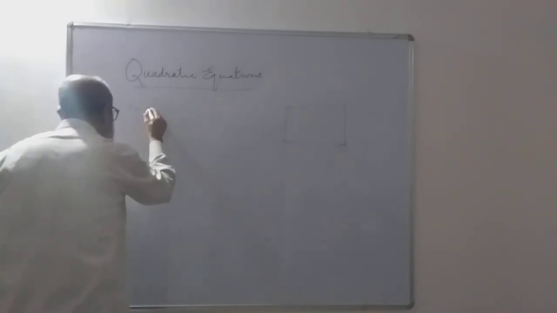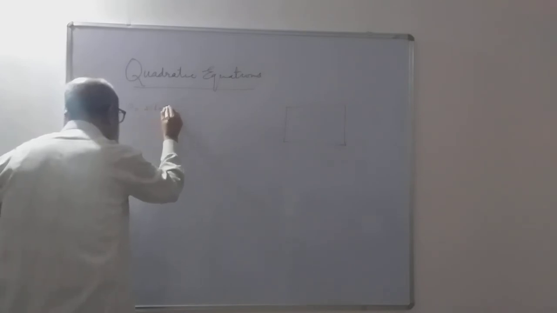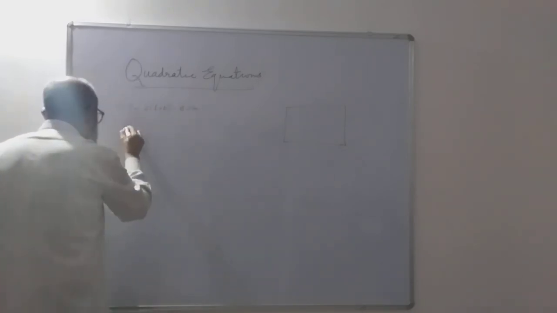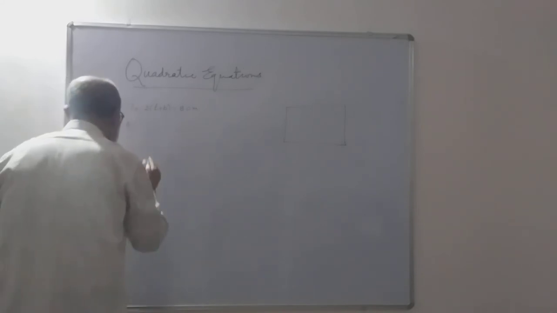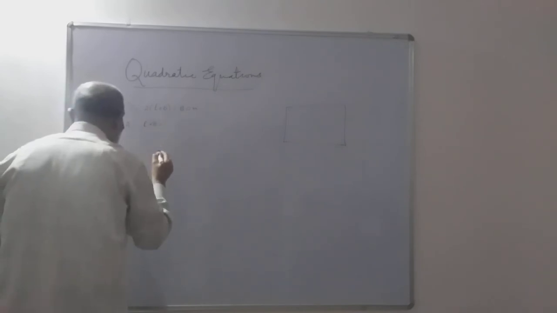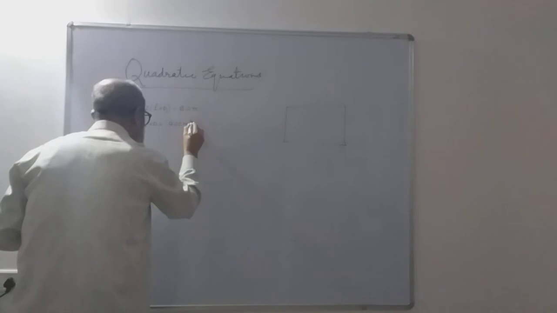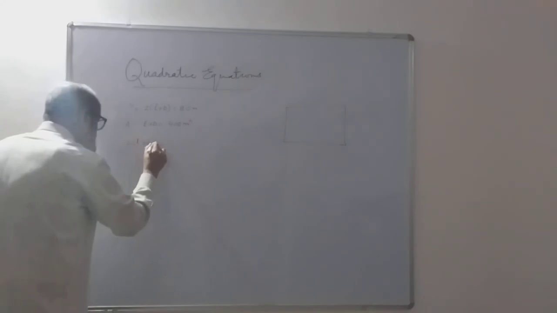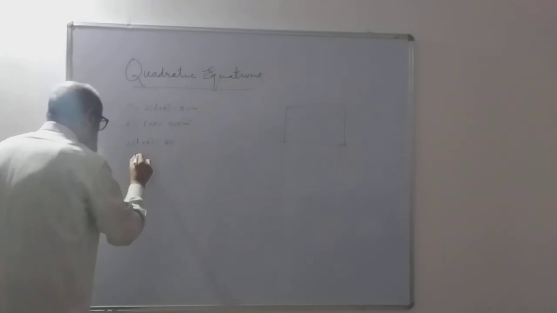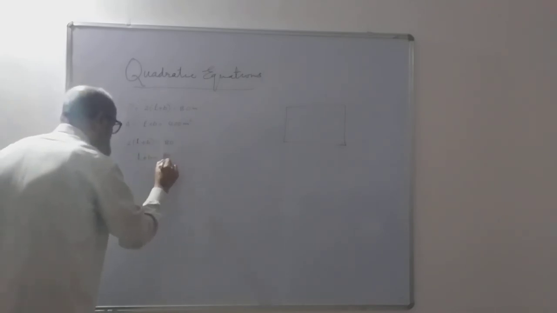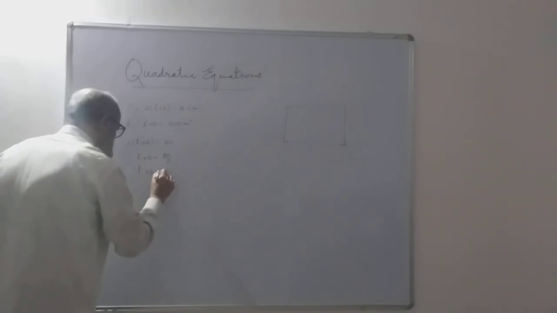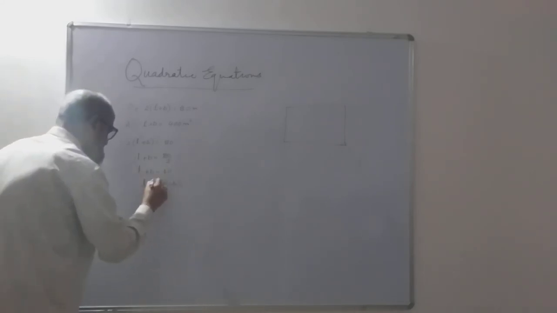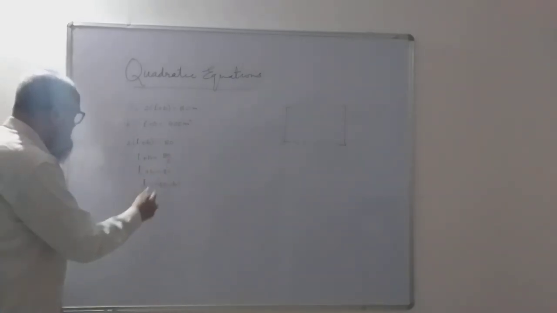perimeter of a rectangle you know is 2 into L plus B, this should be 80 meters, and area is L into B. This should be 400 square meters. Now, first I will take that 2 into L plus B is 80 meters. So L plus B will be equal to 80 by 2. That is L plus B is 40. So L will be equal to 40 minus B.